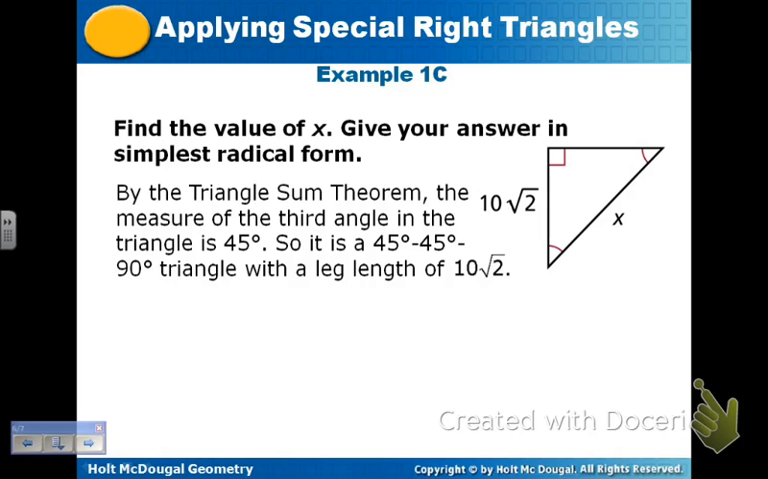All right, so this time we're finding the value of x, which is the hypotenuse of this isosceles right triangle, because it's across from, or opposite of the right angle. By the triangle sum theorem, the measure of the third angle in the triangle is 45 degrees. That's going to be actually the two acute angles. So this is a 45, 45, 90 triangle, also known as an isosceles right triangle. And one of the legs is equal to 10 square roots of 2.